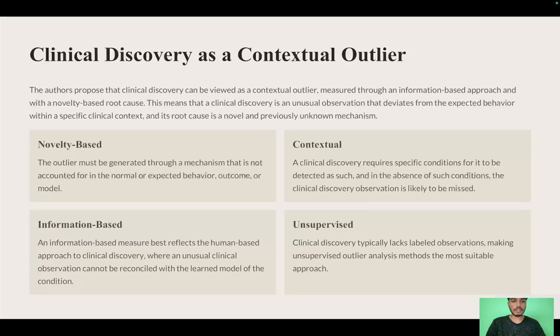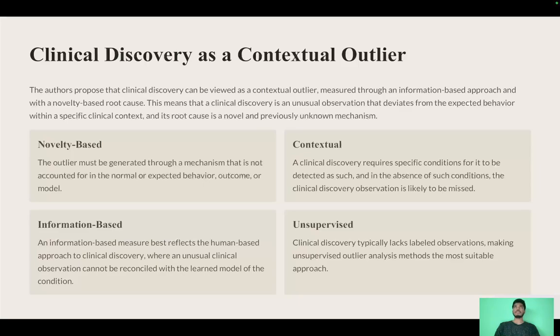The outlier must be generated through a mechanism that is not accounted for in the normal or expected behavior outcome or model. Contextual means a clinical discovery requires specific conditions for it to be detected as such, and in the absence of such conditions, the clinical discovery observation is likely to be missed. Information based method reflects the human based approach to clinical discovery, where an unusual clinical observation cannot be compliant with the learned model of the condition.